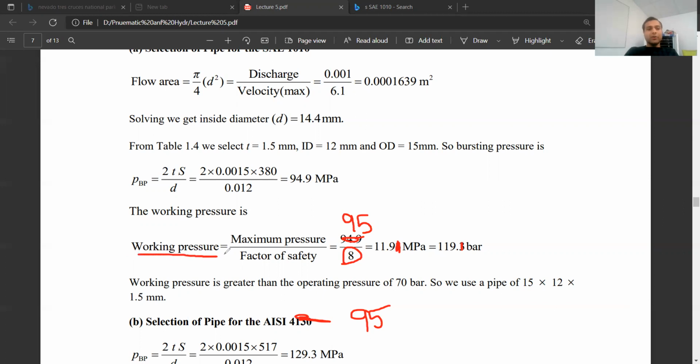But the working pressure given in the question was 70 bar. Now the working pressure here is around 120 bar, 119 bar. Which means we can choose this, it will be safe, because the working pressure is 70 and this can work up to 120 bar. So I can use this pipe.